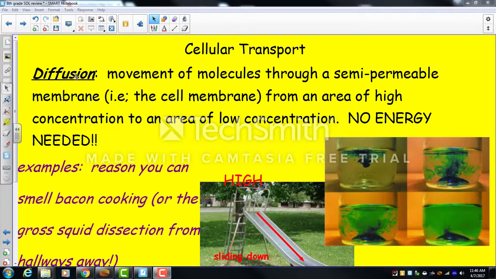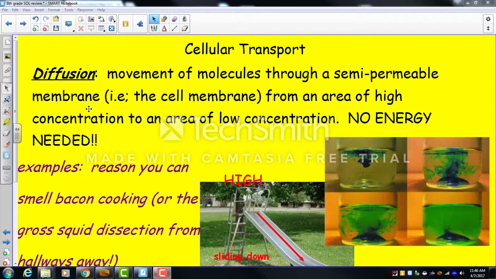So once again, diffusion, and this occurs, of course, inside the cell. Things need to go inside the cell and out of the cell constantly. So, for example, water, oxygen, carbon dioxide, all of these things need to come and go. And it's the cell membrane that allows things to come and go. So if there's too much water inside, the cell membrane will start to move water out of the cell to reach equilibrium, which means everything is balanced.